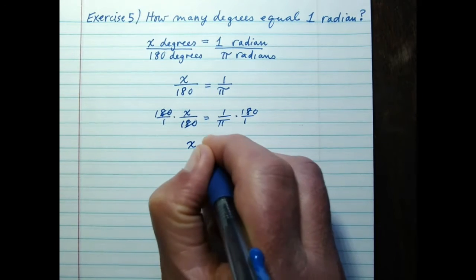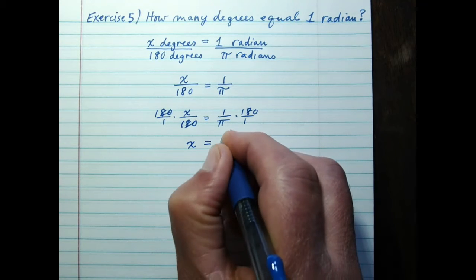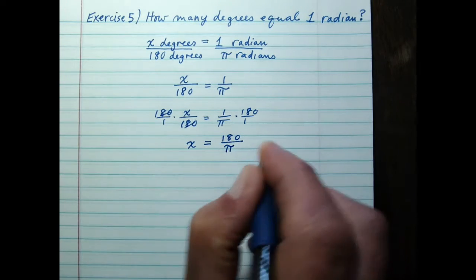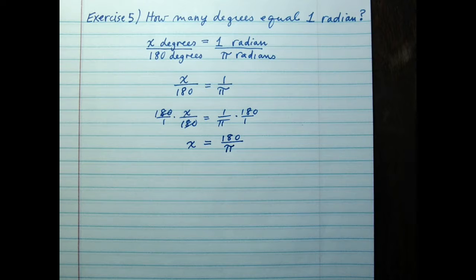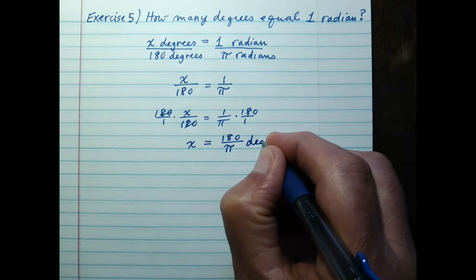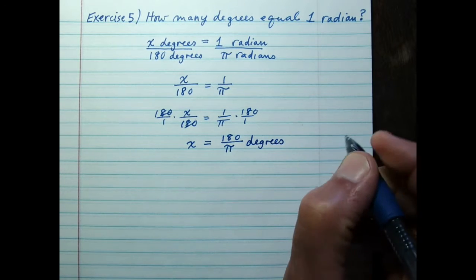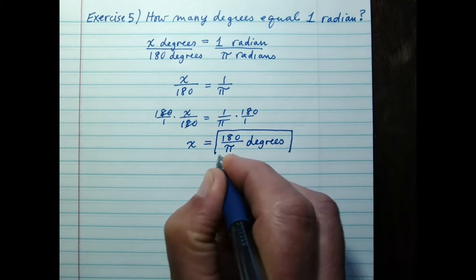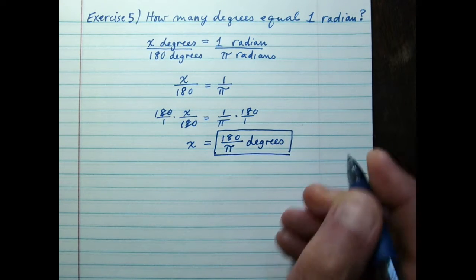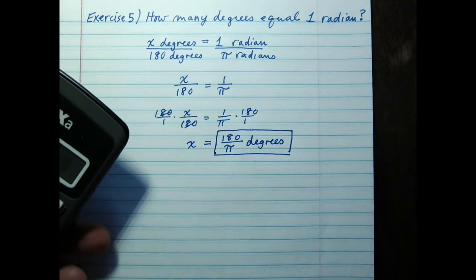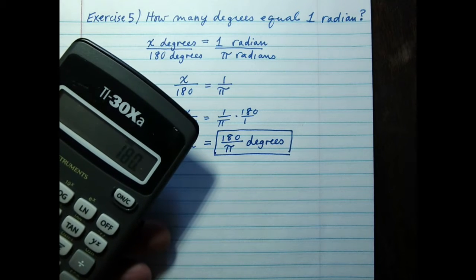And x is, now be careful with this one, because I end up with 1 times 180 is 180 over pi times 1 is pi. I end up with 180 over pi. The pi doesn't go away. And yet the units here are degrees. I have to write the degree symbol or the word degrees. Kind of funny looking. 180 over pi degrees. Now I'm going to pull out my calculator and actually divide 180 by pi.